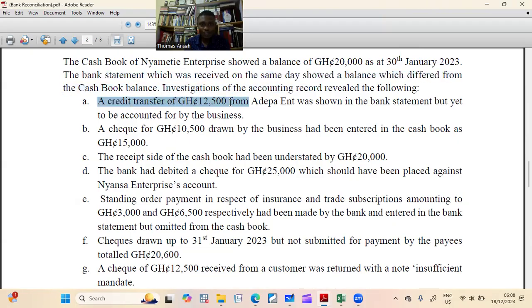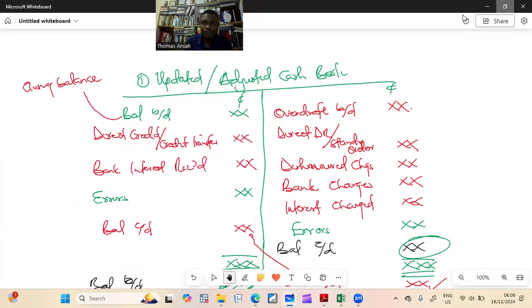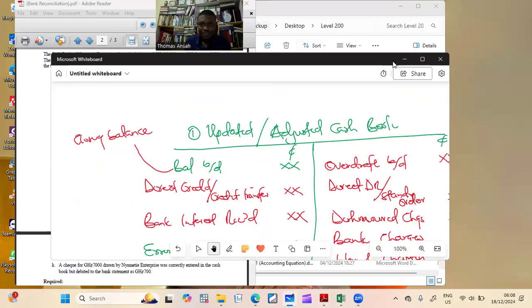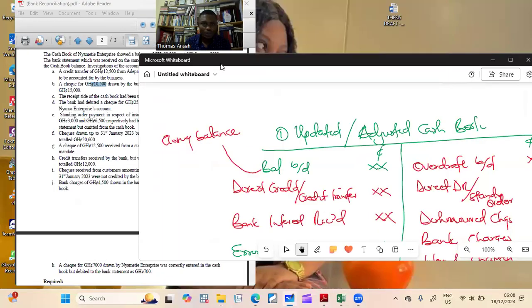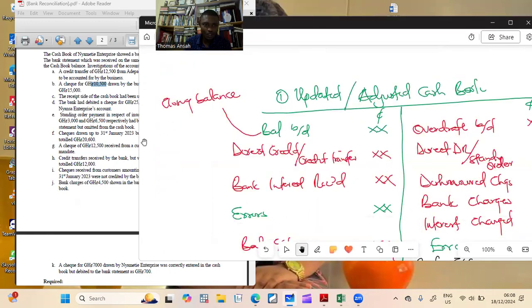So for the investigation credit transfer, you know what to do. A check drawn by the business had been entered in the cash book. So this is the check, 10,500. It means that the payment side of the cash book was supposed to see a recording of 10,500, but they did 15,000. So how then do we reduce that 15,000 back to 10,500?